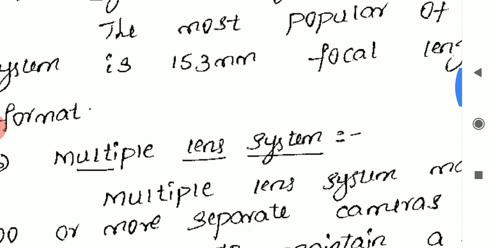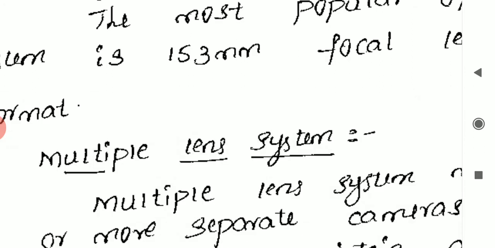And second one is the multiple lens system. In these cases multiple lenses may consist of two or more separate cameras mounted or joined together so as to maintain a fixed angle between their optical axes. Two or more cameras are fixed, but fixed to the optical axis, so they capture multiple angles. Okay.